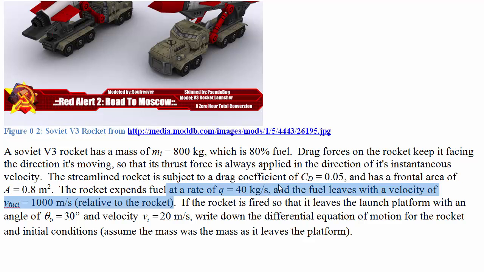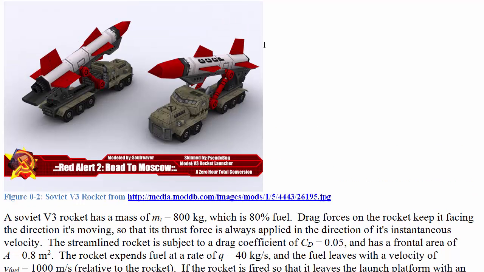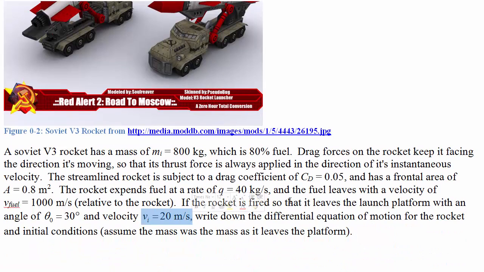The rocket is fired so that it leaves the launch platform with an angle of 30 degrees and velocity 20 meters per second. So the platform is there so that the rocket can pick up some speed and leave with that velocity. Besides moving it around, the truck also angles the rocket and determines its initial trajectory. If we just tried to start firing the rocket and the truck, imagine, disappeared, then the rocket would start to tip over and fall down under gravity before it has a chance to accelerate. So we don't want that. We want it to leave with some initial velocity.